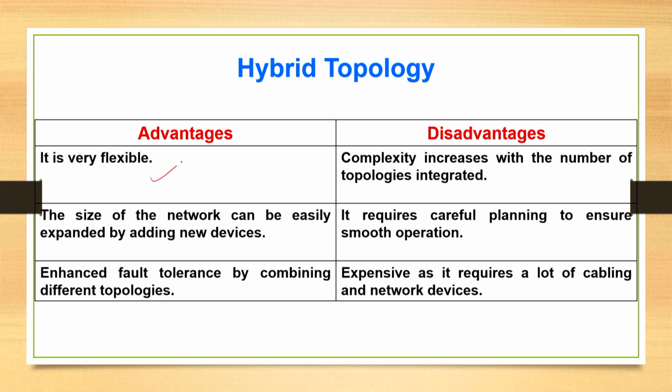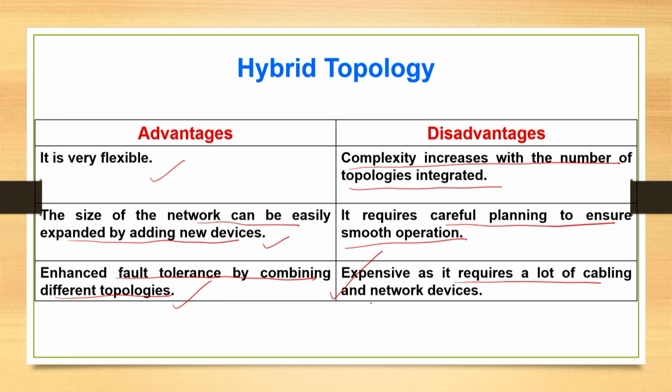It has some advantages and disadvantages too. So, it is very flexible. The size of the network can be easily expanded by adding new devices. It enhances fault tolerance by combining different topologies, which may be star, bus, ring, etc. And the disadvantages? Complexity increases with the number of topologies integrated. It requires careful planning to ensure smooth operation, and it's expensive as it requires a lot of cabling and network devices.